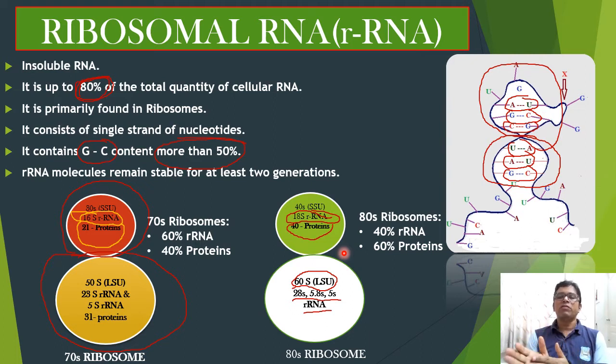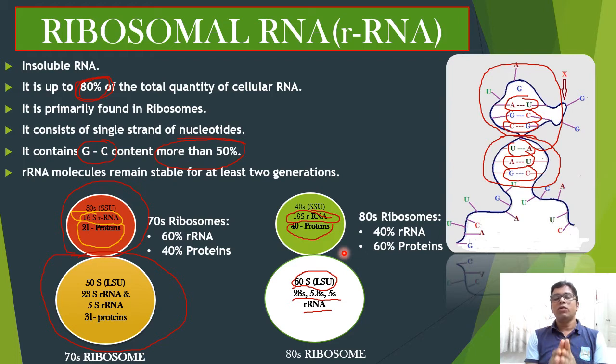Adenine pairs with uracil, guanine pairs with cytosine, or vice versa. So in this way, nitrogen bases show complementary base pairing in the region of pseudo helices. And GC content is more when compared to AU content in ribosomal RNA. GC content is more than 50%.